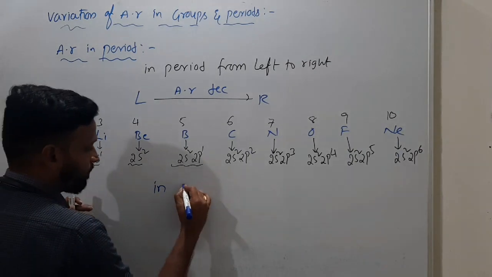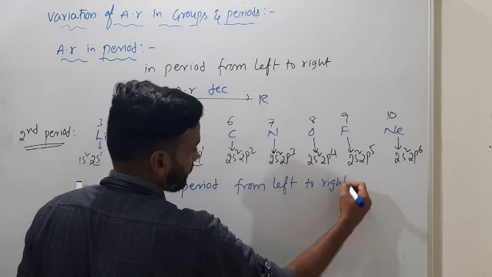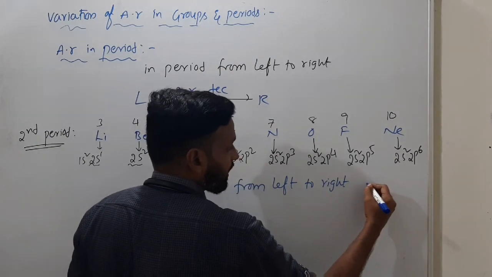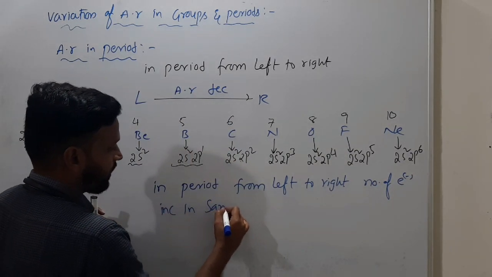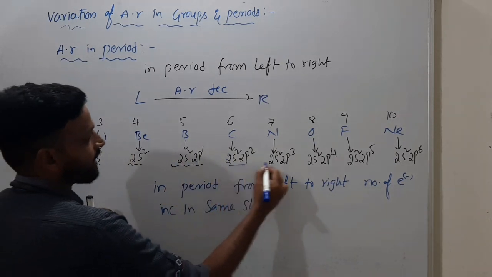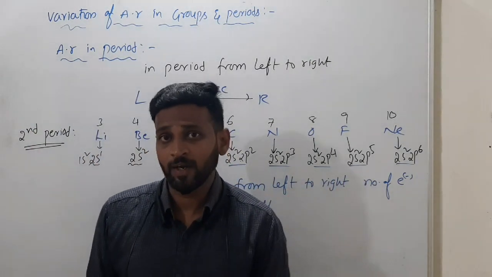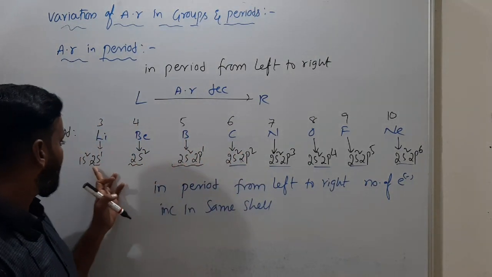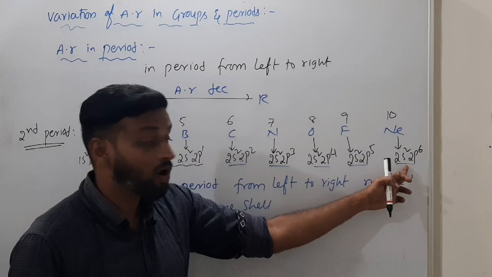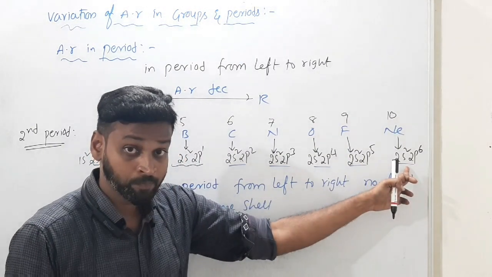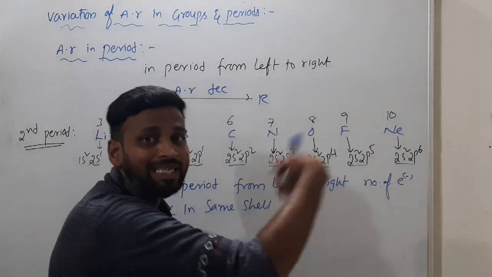I repeat, in a period from left to right, what happens? The number of electrons increases in the same shell. See, electrons increased in the second shell. The number of electrons increased in the second shell, so left to right it is increasing. Here 1 electron is in the second shell. Beryllium has 2 electrons, boron 3, 4, 5, 6, 7, 8. The octet configuration I told you, 8 electrons are in the outermost shell. So as you go from left to right, the number of electrons in the same shell increases.